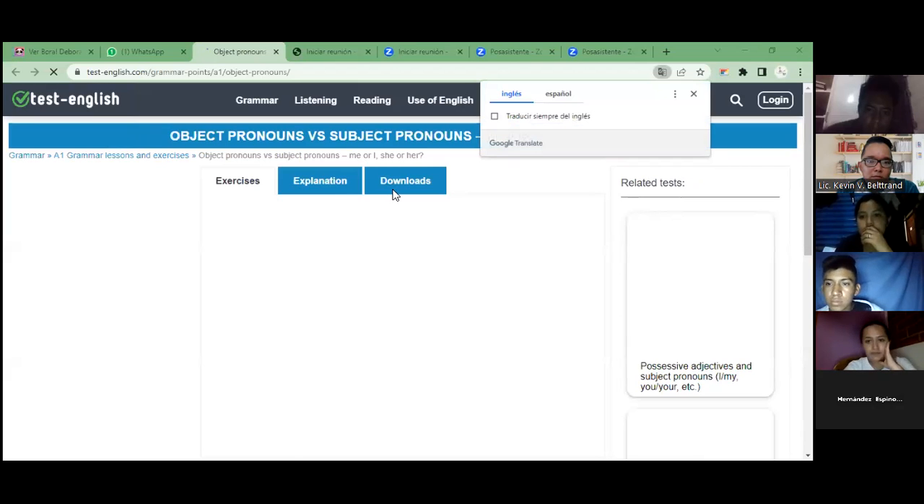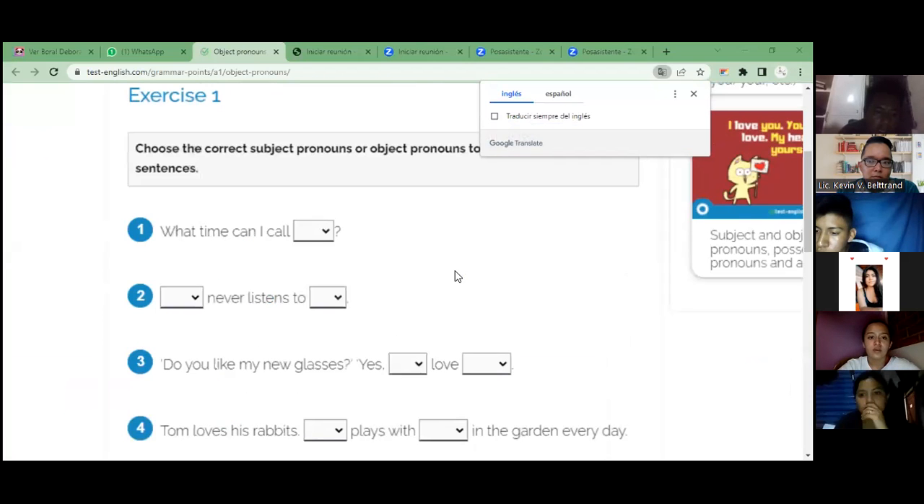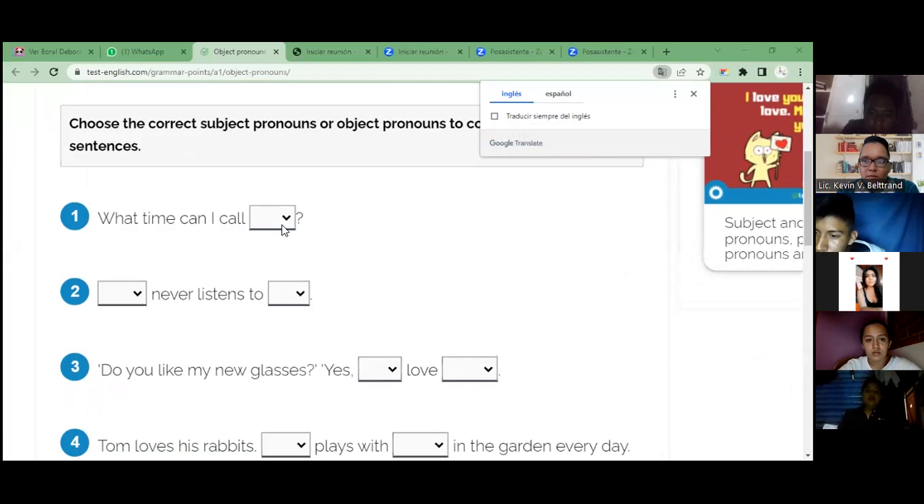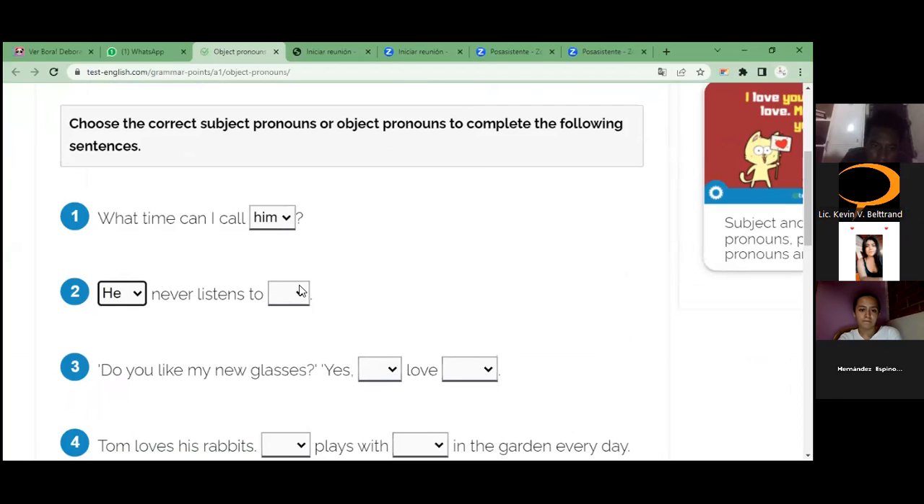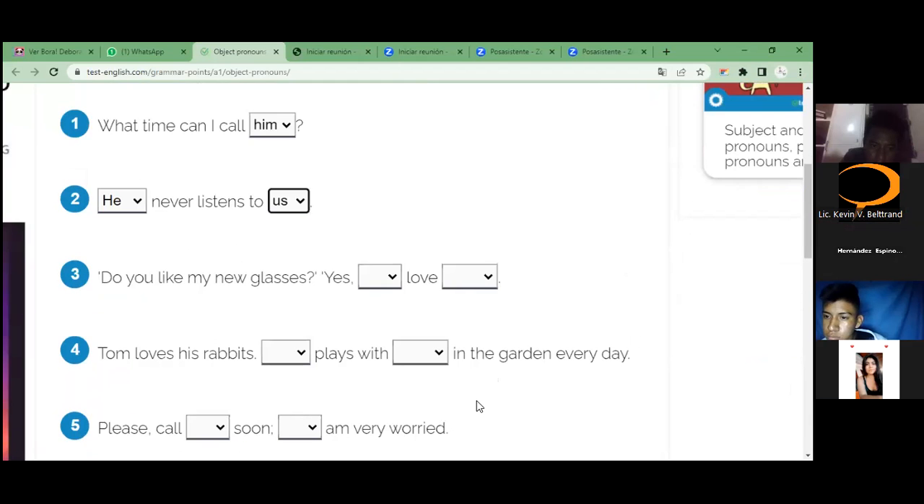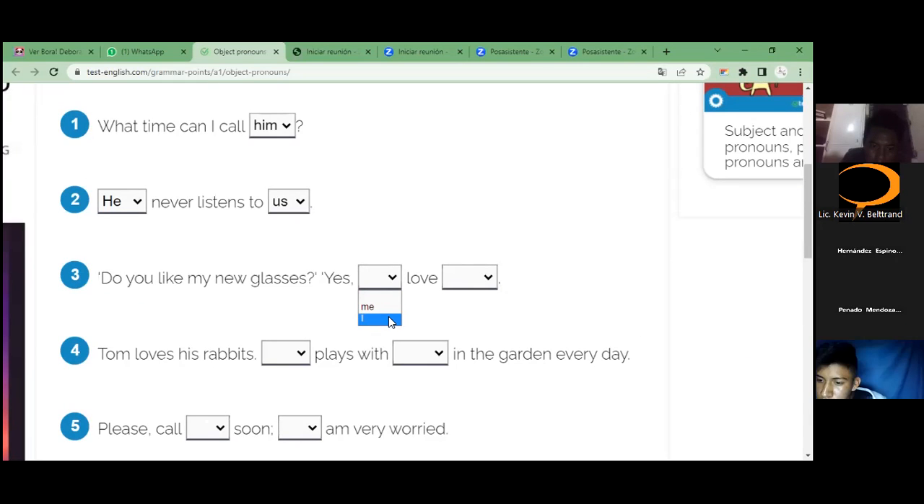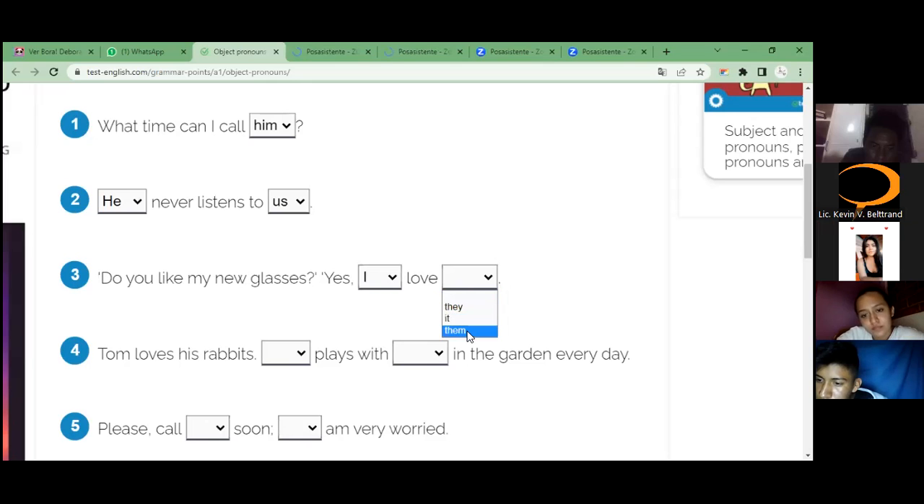¿Ya les aparece? Ay, sí. Sí. Yes. Okay. La primera sería him. Creo que sí. Him. Sí. Ajá, sí. Aquí sí, aquí ya en la S. En la segunda sería he y luego... no sé cómo se dice. Se dice as. I with them. ¿Verdad? Sí. Them.